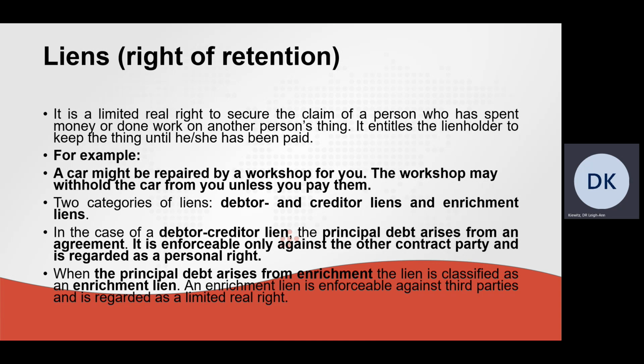There are two categories of liens, namely the debtor-creditor lien and enrichment liens. In the case of a debtor-creditor lien, the principal debt arises from an agreement. It is enforceable only against the other contract party and is regarded as a personal right. When the principal debt arises from enrichment, the lien is classified as an enrichment lien. An enrichment lien is enforceable against third parties and is regarded as a limited real right.